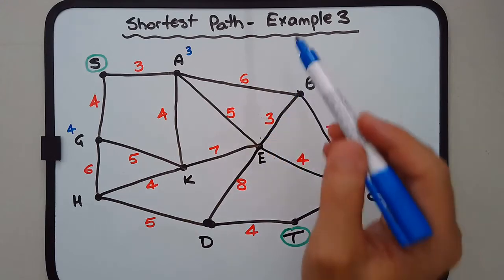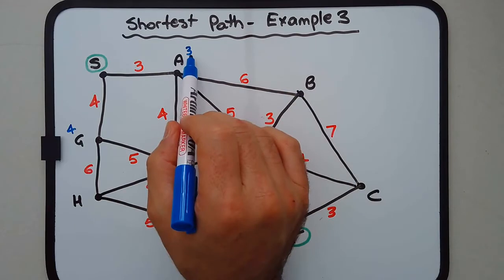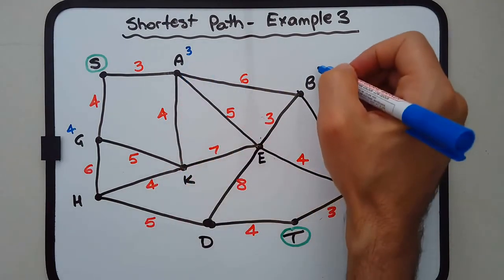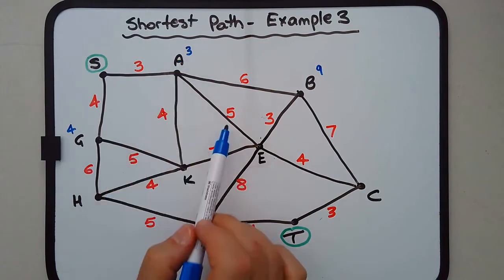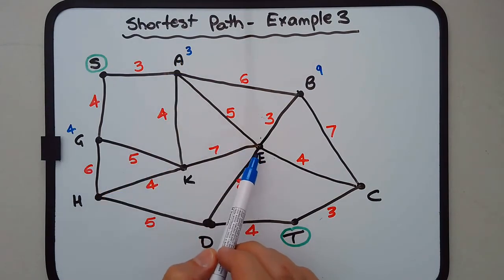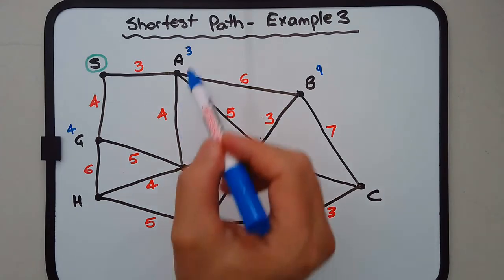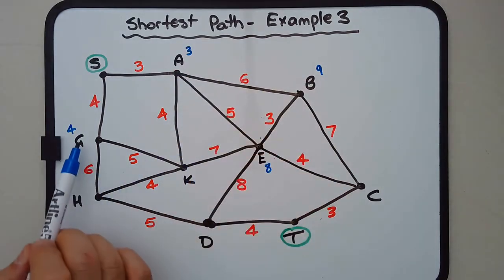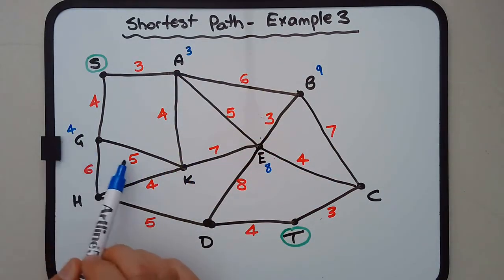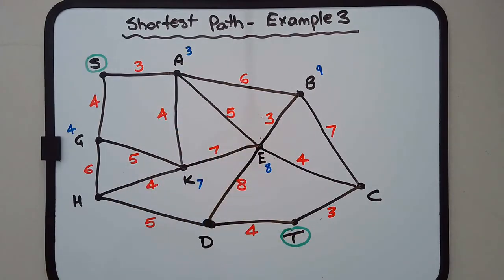Okay, so from A going to B, A is 3 hours plus 6, that gives us 9 hours. 3 plus 5, going now to vertex E, that gives us 8 hours. Now to K, we can either go via A, so 3 plus 4 is 7, or we can go via G. So G to K is 4 plus 5, which is 9. So 3 plus 4, 7. So we choose the lower of the two values.